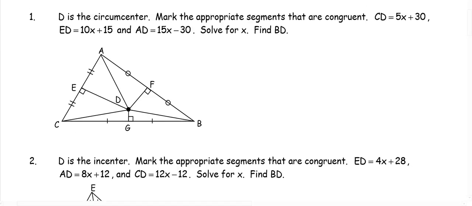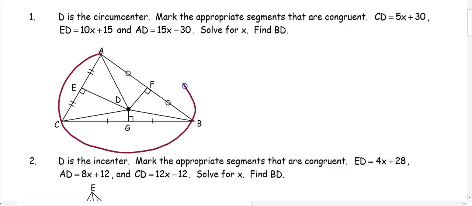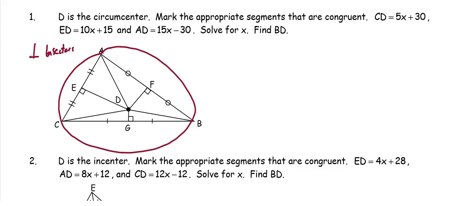So number one, D is a circumcenter. So remember, if it's a circumcenter, that means that the circle exists outside the triangle. It also means that it was formed by perpendicular bisectors. So remember that if it is a perpendicular bisector, it forms right angles, it bisects all of our sides, and the point is equidistant from all the vertices of the triangle.